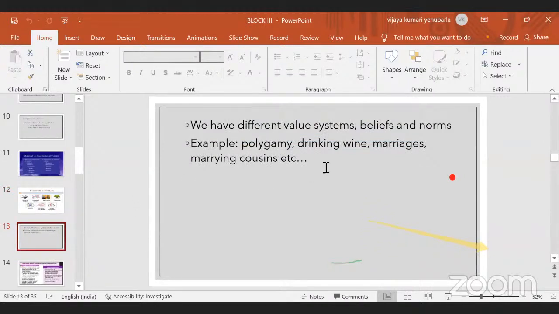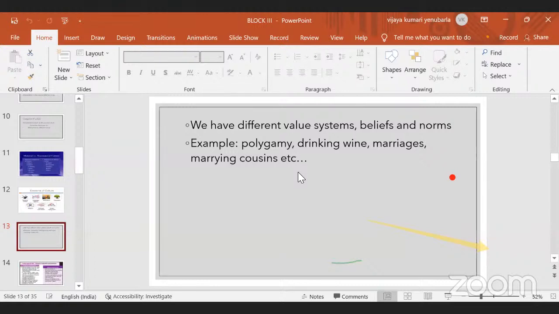We have different value systems, beliefs and norms. Example: polygamy, drinking wine, marriages, marrying cousins, etc. Everything has its own. You go to North Indians, and marrying a maternal uncle. In Telugu, we say menamama. We marry. It is a social practice for us.